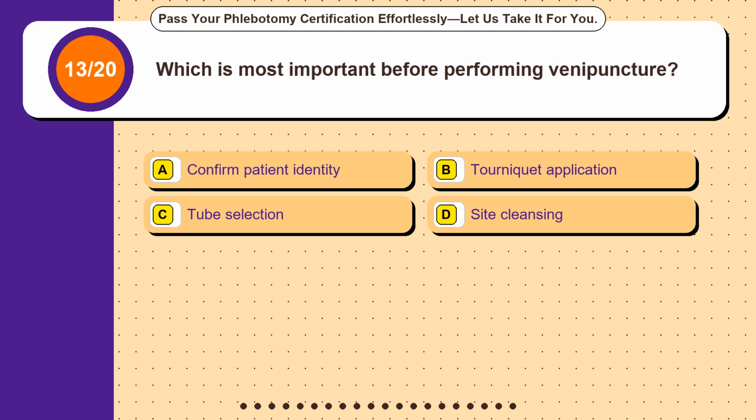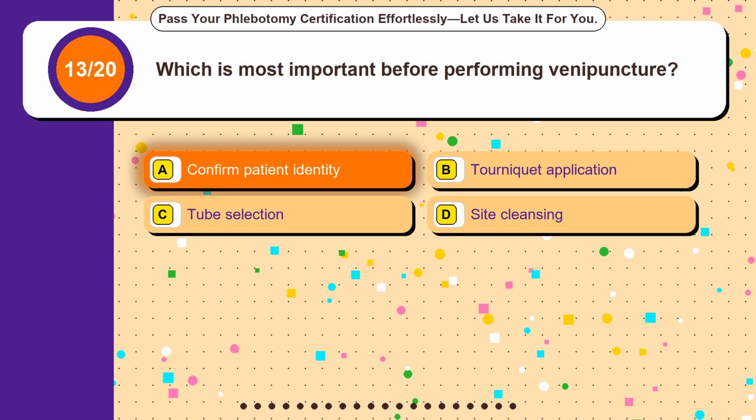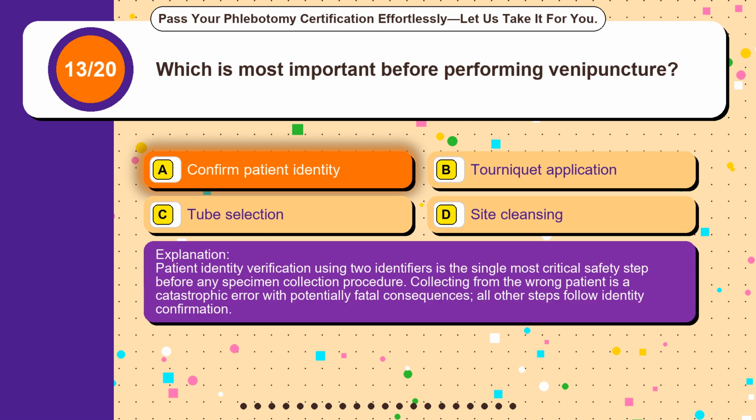Question 13. Which is most important before performing venipuncture? Option A, confirm patient identity. Option B, tourniquet application. Option C, tube selection. Option D, site cleansing. The correct answer is option A, confirm patient identity. Patient identity verification using two identifiers is the single most critical safety step before any specimen collection procedure. Collecting from the wrong patient is a catastrophic error with potentially fatal consequences. All other steps follow identity confirmation.